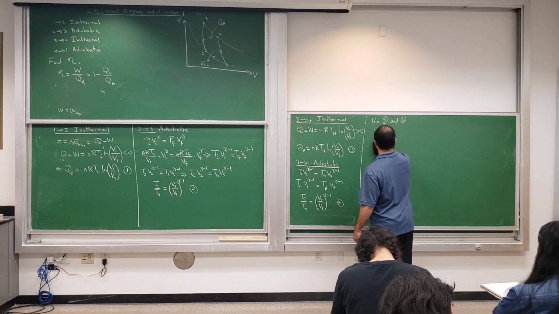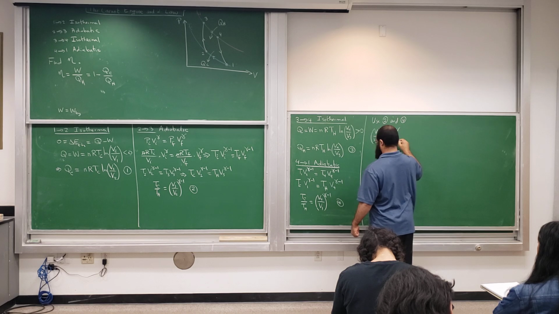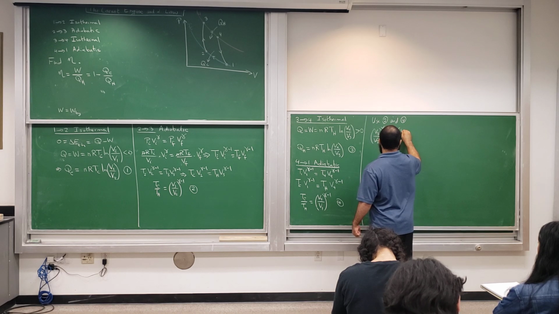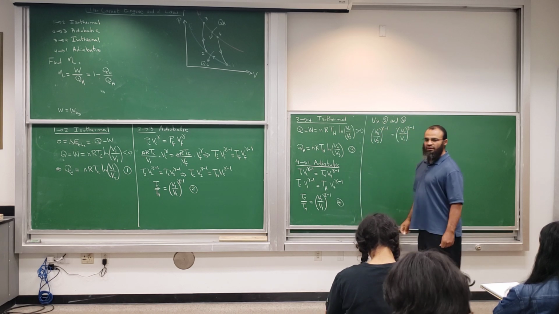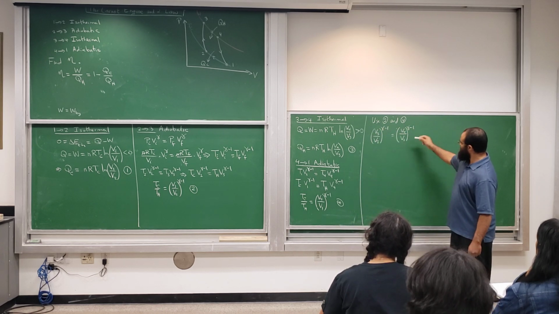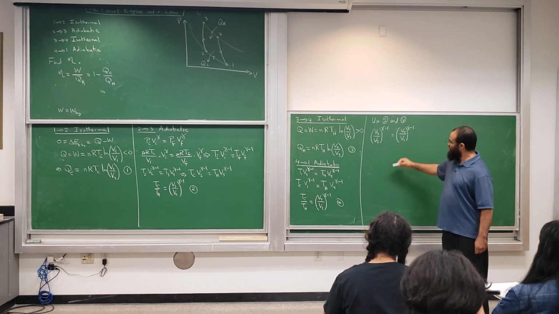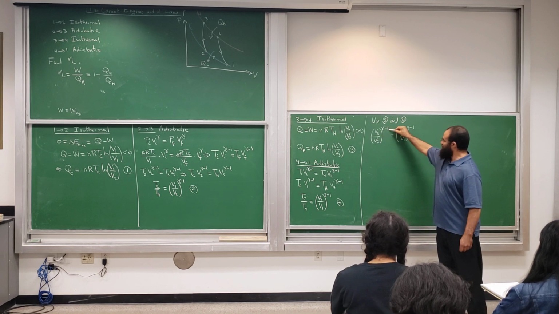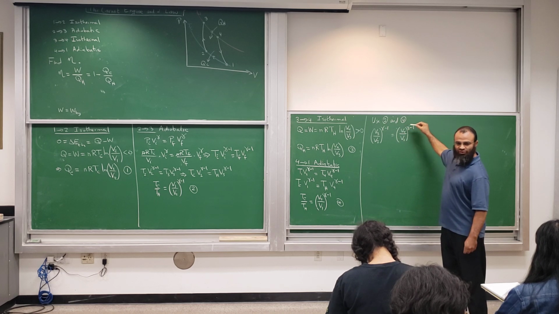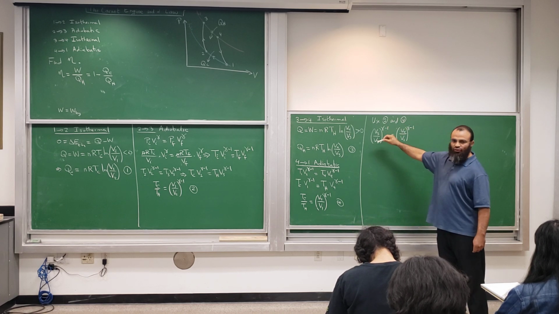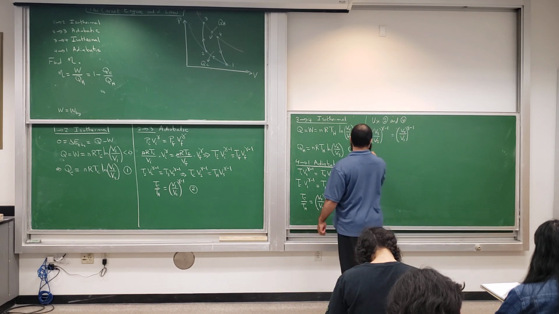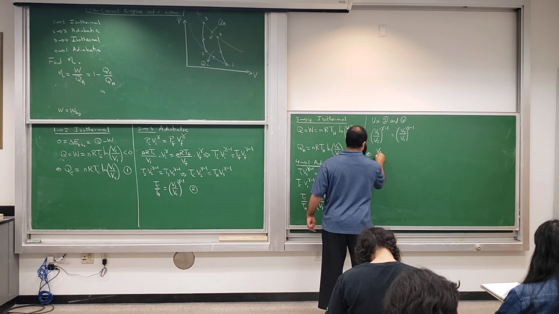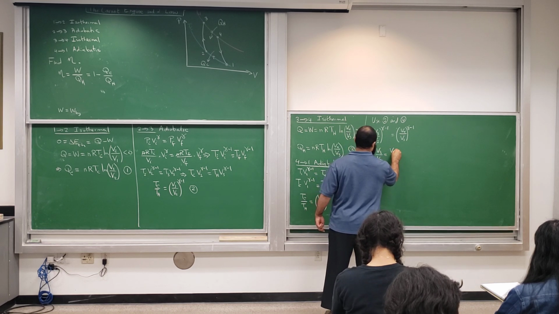V3 over V2 to the gamma minus 1 is equal to V4 over V1 to the gamma minus 1, right? Now, you can get rid of gamma minus 1 because something to this exponent is equal to something else to the same exponent. They're equal. So the inside is, or just raise both sides to the 1 over gamma minus 1. So what I'm saying is that this equation implies that V3 over V2 is equal to V4 over V1.